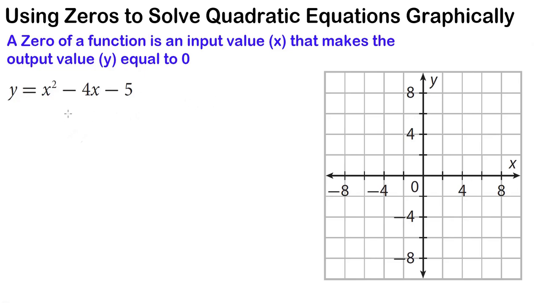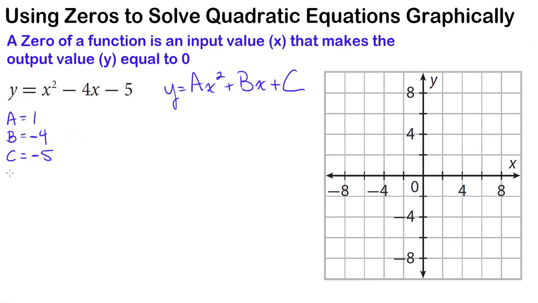So let's start by identifying the different information this function gives us, recognizing that this function is in standard form, meaning in the form of y equals ax squared plus bx plus c, where a is the coefficient of x squared, b is the coefficient of x to the first power, and c is the constant. So we can identify our a, b, and c values. A is the invisible 1 in front of x squared. B is -4. And c is -5.